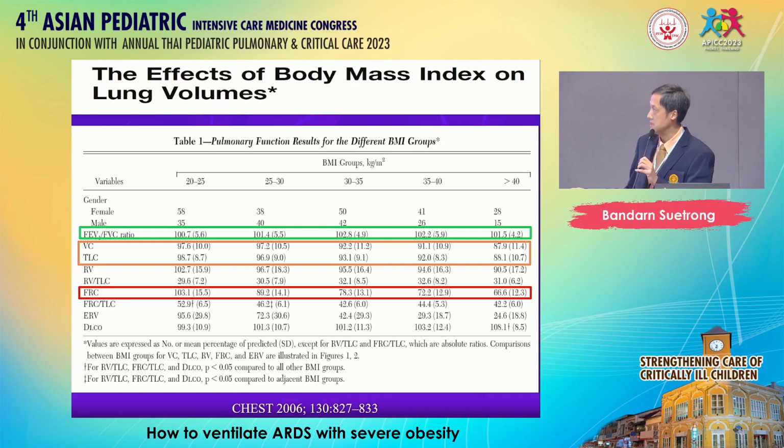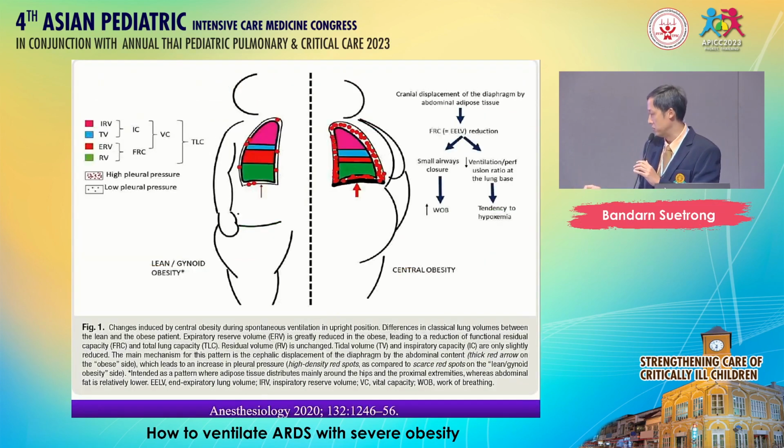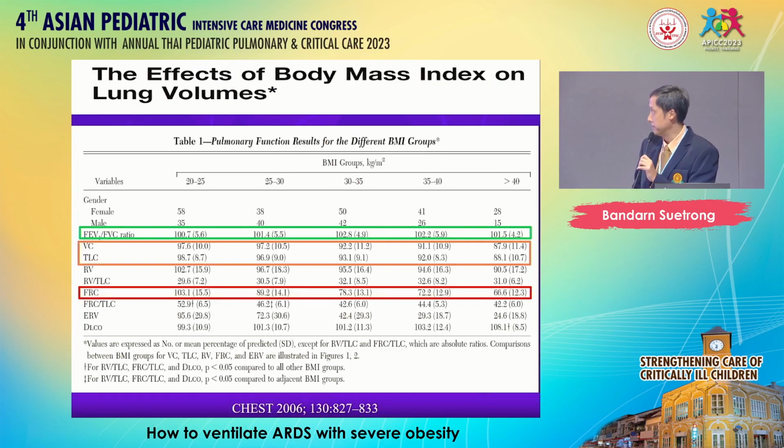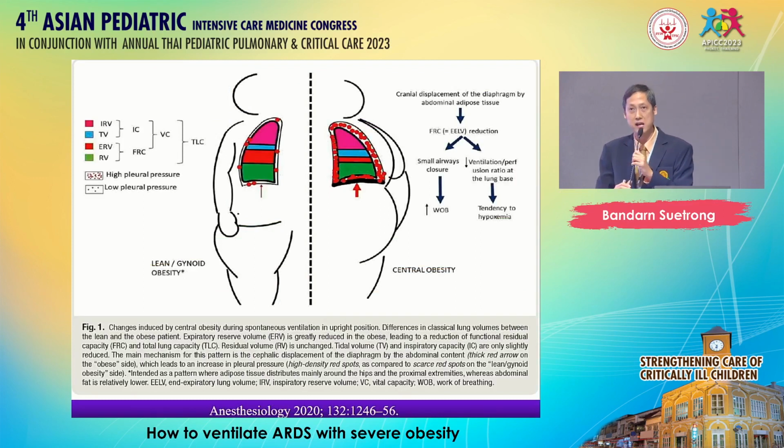The second volume is the vital capacity, and the total lung capacity was decreased only a little bit, about 15%. FEV1 and FVC decreased proportionally, so the FEV1/FVC ratio remains normal in patients with severe obesity. So the first thing is that we need a higher PEEP to recruit the FRC of this patient to become close to normal FRC. And the second thing that changes in patients with severe obesity is the pressure.